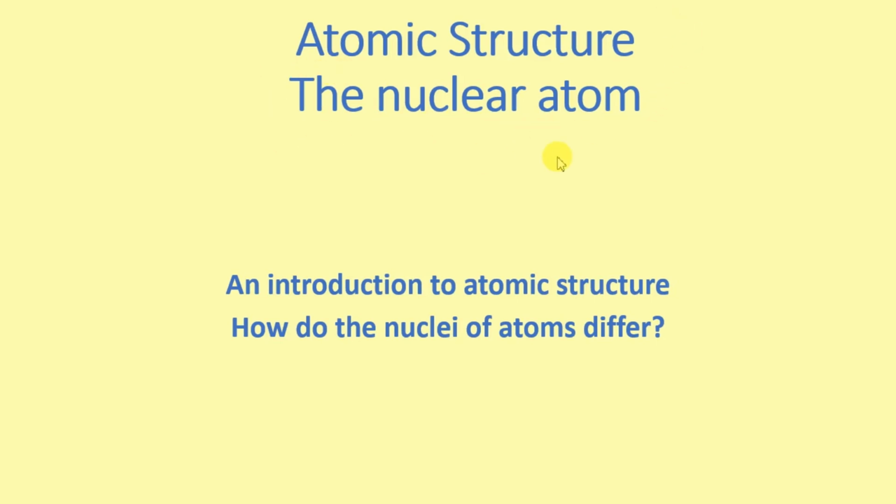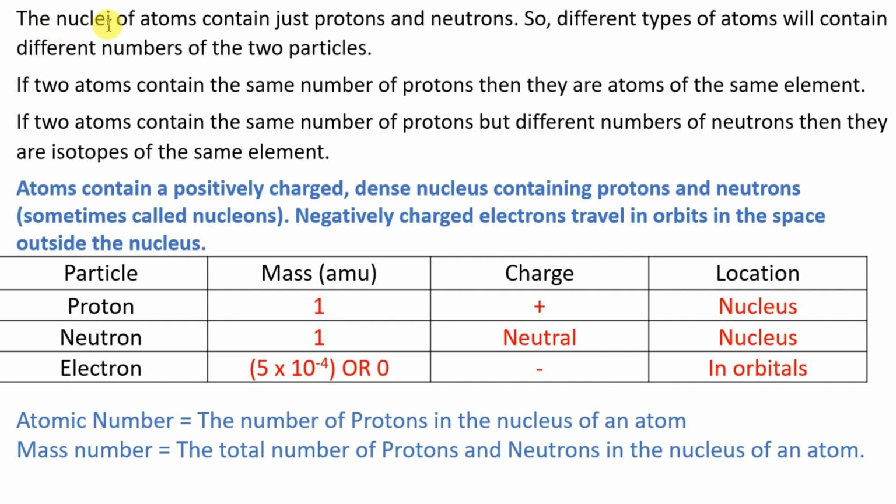Atomic structure, the nuclear atom. And this really is an introduction to atomic structure. How do the nuclei of atoms differ? The nuclei of atoms contain just protons and neutrons. So, different types of atoms will contain different numbers of the two particles, protons and neutrons.